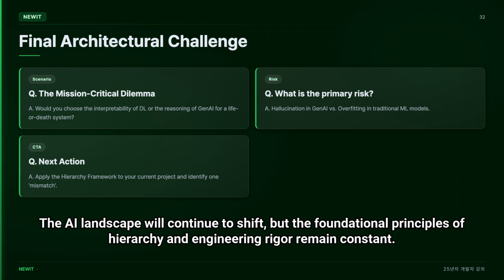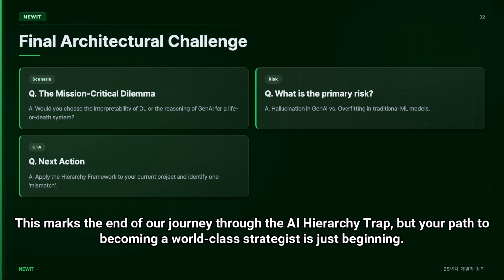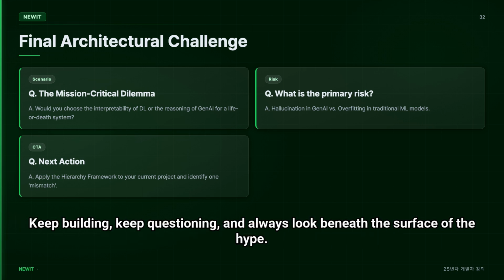The AI landscape will continue to shift, but the foundational principles of hierarchy and engineering rigor remain constant. This marks the end of our journey through the AI hierarchy trap, but your path to becoming a world-class strategist is just beginning. Keep building, keep questioning, and always look beneath the surface of the hype.